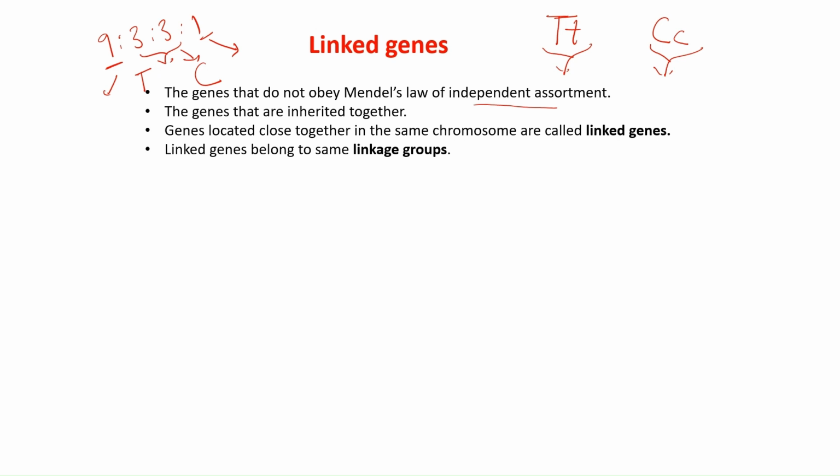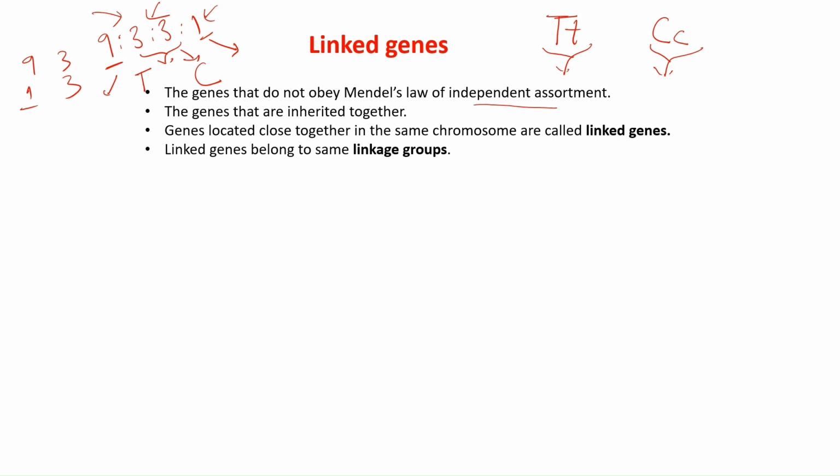So 9 is when both the characters are dominant. The next three, when one character is dominant. The next three, the other character is dominant. 1 when both the characters are recessive. So this 9 and 1 are parental phenotypes. But this 3 and 3 are hybrid combinations, one character recessive, one character dominant.